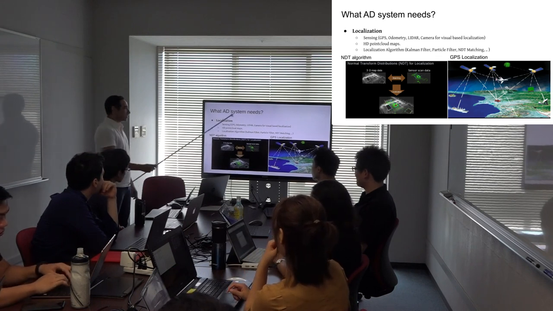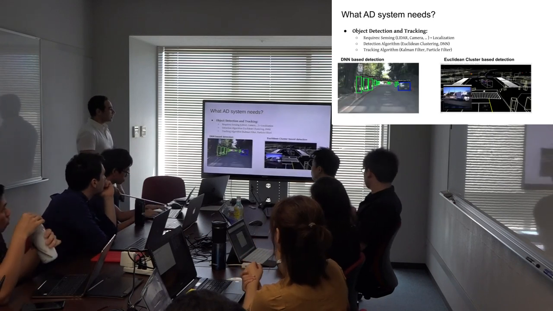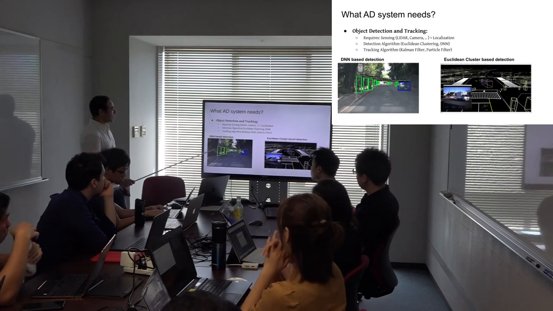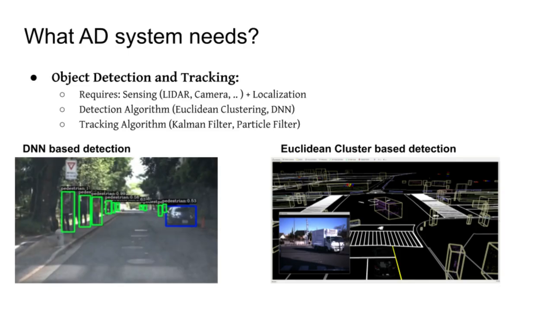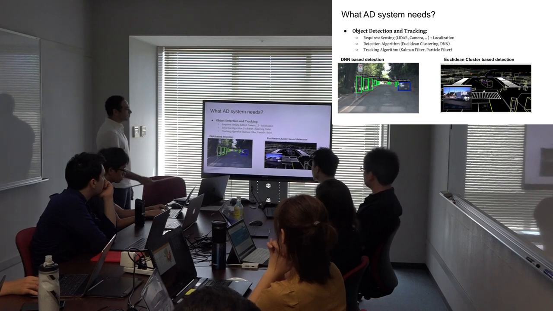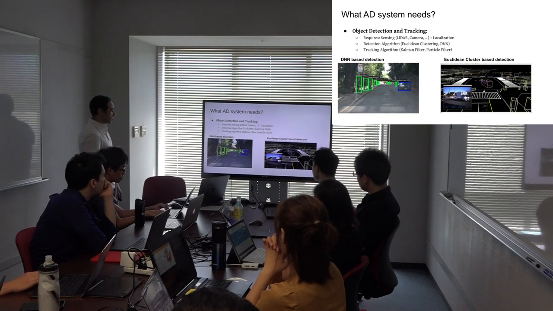We introduced the autonomous driving system. Very simple stuff; I think you know all that. Plus localization, we need object detection and tracking. We need to detect surrounding objects. For this, we need sensing. We need detection algorithms like Euclidean clustering and deep neural networks. We need tracking algorithms, like Kalman filter and particle filter, to calculate more information about the detected objects.